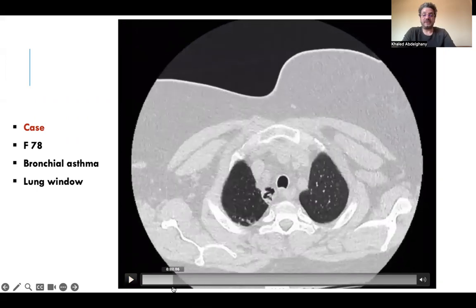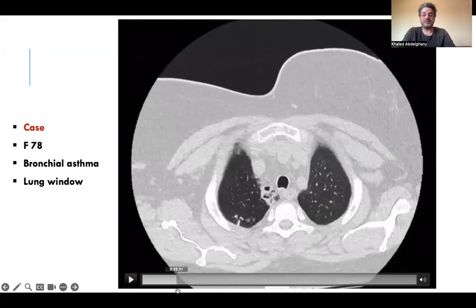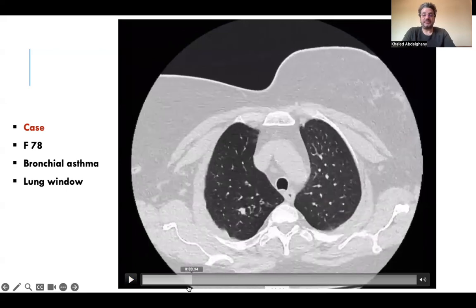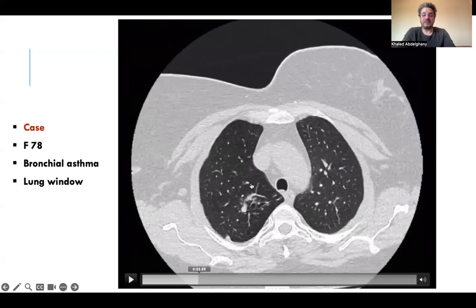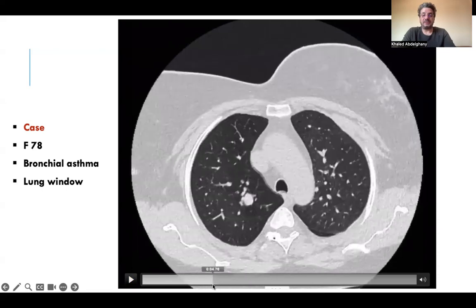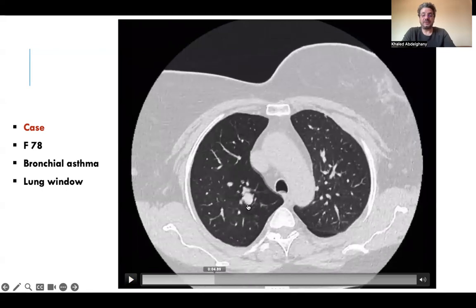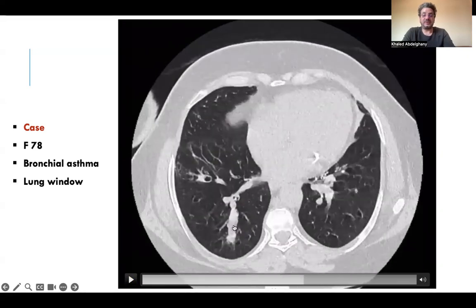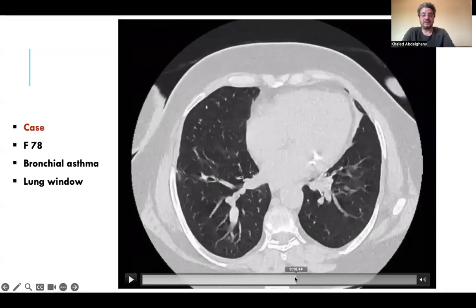Here we have in the right lung, right upper lobe, bronchiectasis, mucus plugging here, and bronchiectasis here as well. This is in the upper lobe, a mucus plugging, bronchocele. In the lower lobes, again, we see a bronchocele and bronchiectasis.